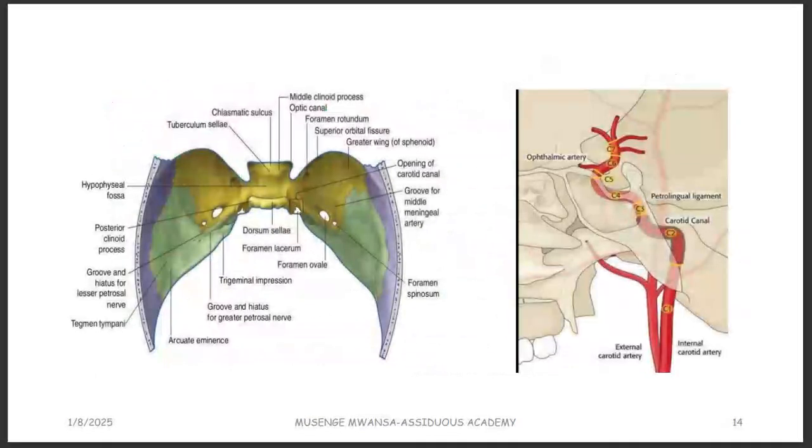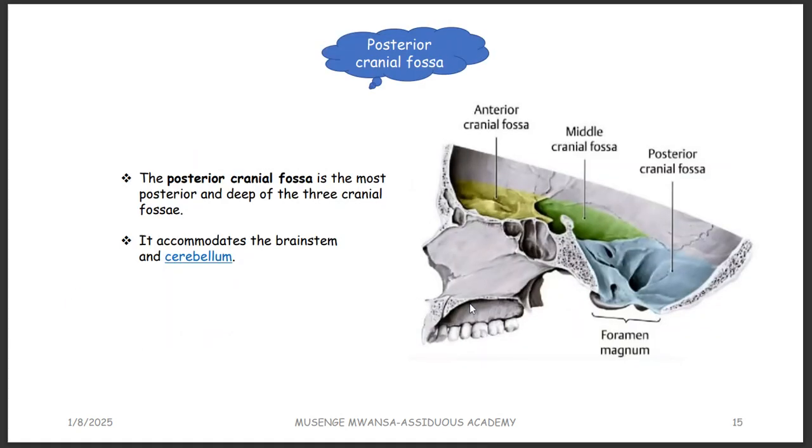So those are the openings, and you can see this is an internal carotid that we're talking about. This is the opening here, which is the carotid canal, where it is passing and then going like that. You can see the ophthalmic artery coming also from the internal carotid. It will go together with cranial nerve number 2 to go to the eye.